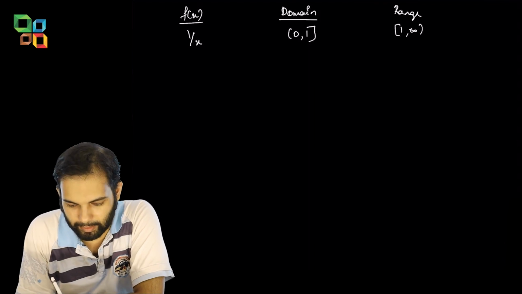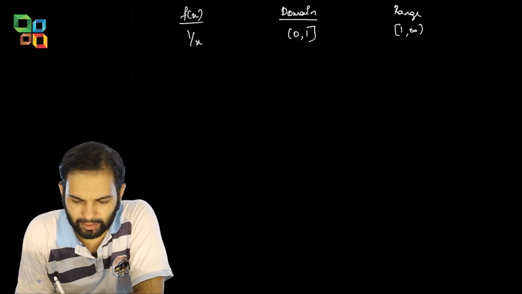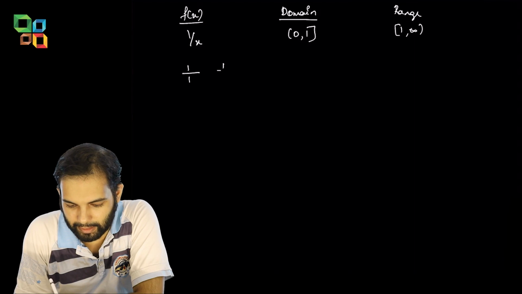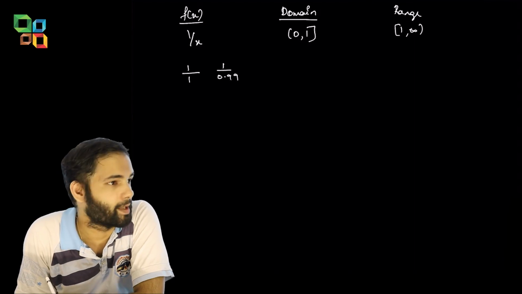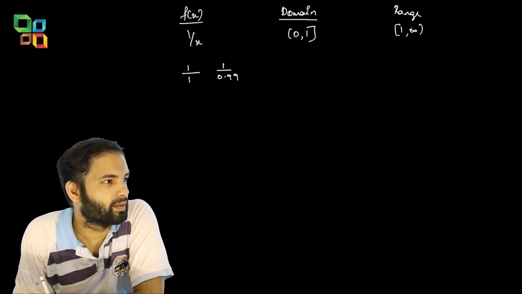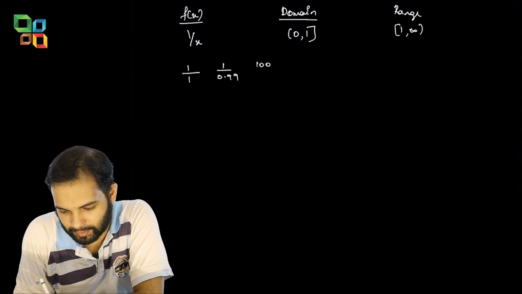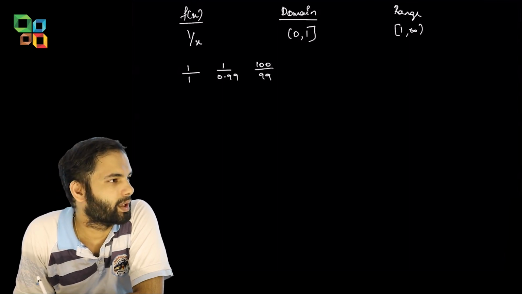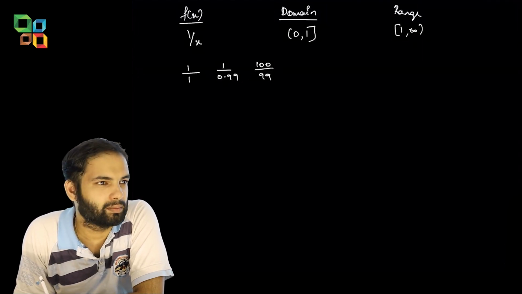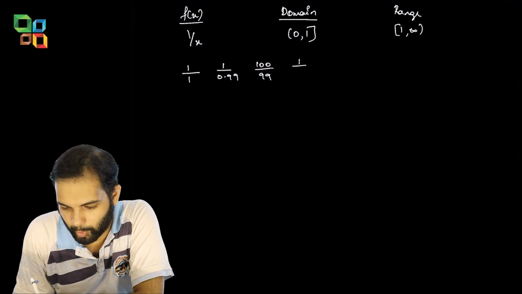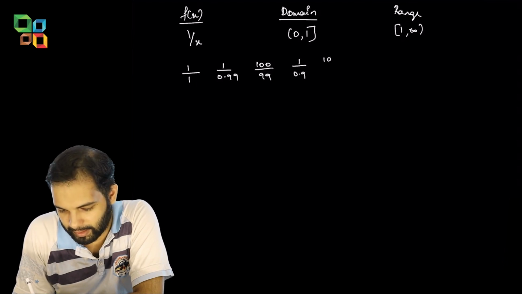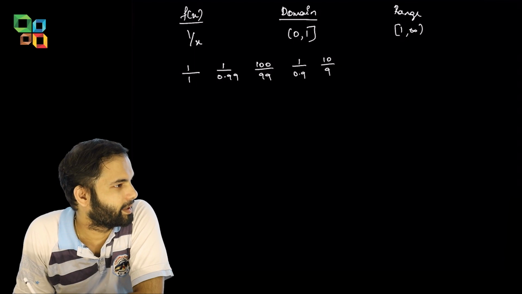If you're not sure, just take some examples and see. So we start with, say, nearly 1. 1 by 1 is 1, so that's fine. Suppose I take 1 by 0.99. What is this equal to? It's 100 by 99, right? If I multiply both numerator and denominator by 100, it's 100 by 99, which is a little greater than 1. Fine. Suppose I take 1 by 0.9. What is this? 10 by 9, still greater than 100 by 99, sure.